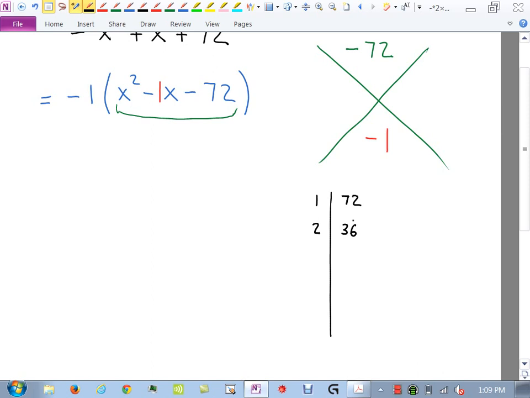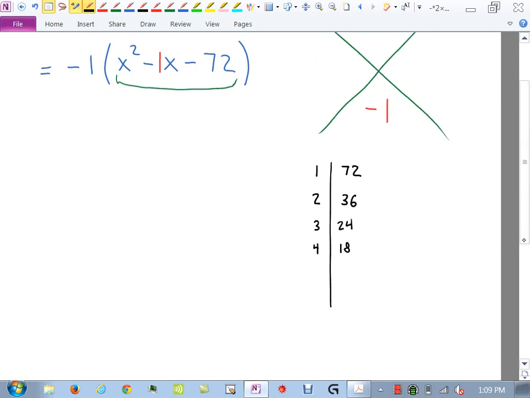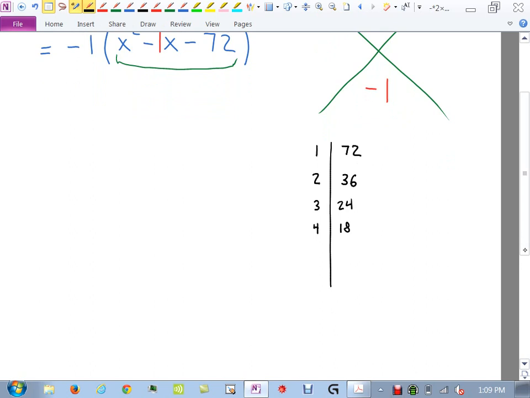Not really. They're really far apart, right? 2 and 36 are really far apart. Does 3 go into 72? 24 times. Does 4 go into 72? What is it? 18. Are any of these getting close to 1 when I add them or subtract them?